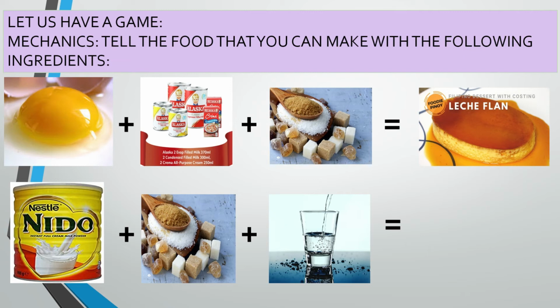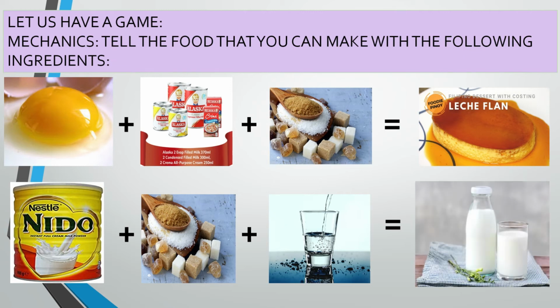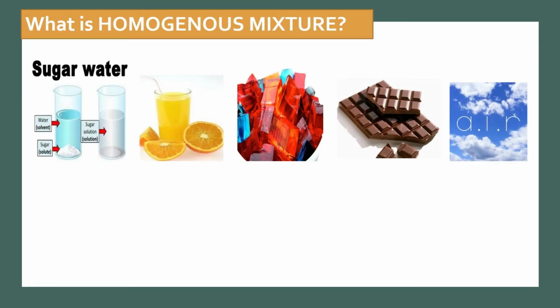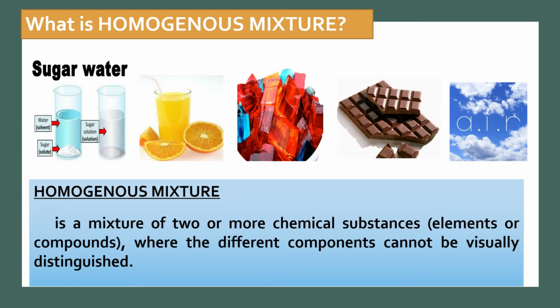And we have Nido plus sugar plus water, that is milk. So let's determine where the homogeneous mixture is and what the heterogeneous mixture is in the picture that we had a while ago. First, let's define homogeneous mixture. A homogeneous mixture is a mixture of two or more chemical substances, elements, or compounds where the different components cannot be visually distinguished.